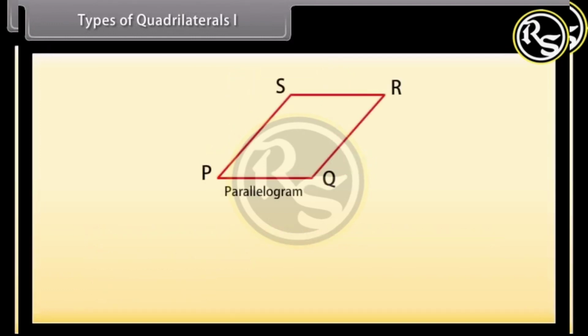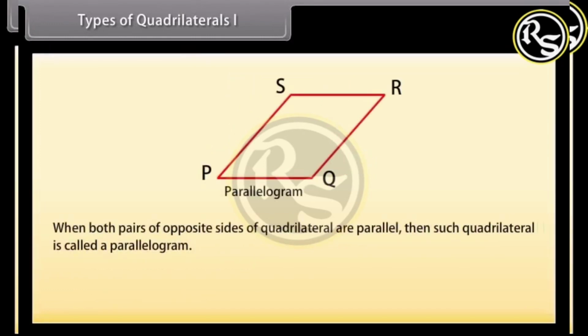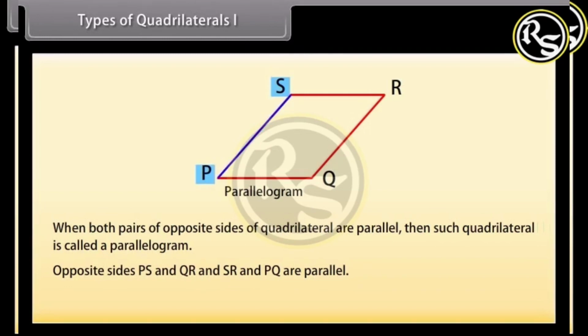Next is parallelogram. When both pairs of opposite sides of a quadrilateral are parallel, then such a quadrilateral is called a parallelogram. Here opposite sides PS and QR and SR and PQ are parallel. So PQRS is a parallelogram.